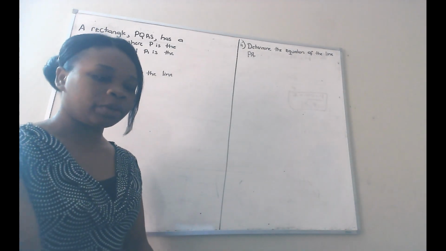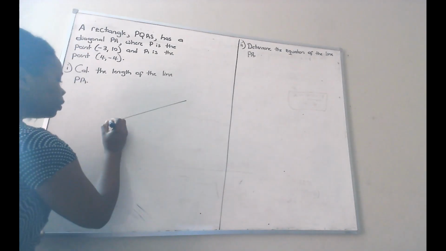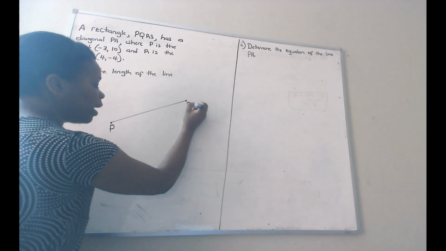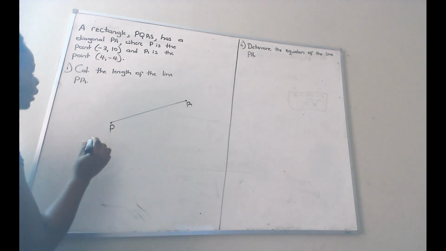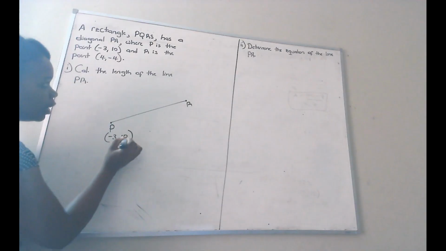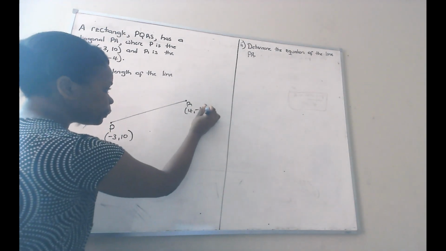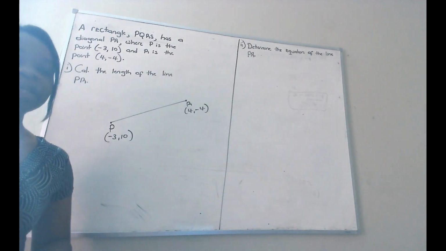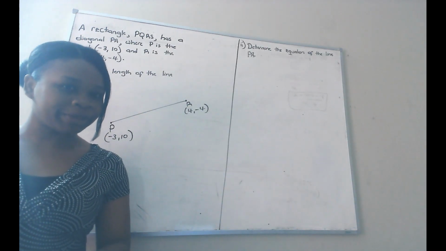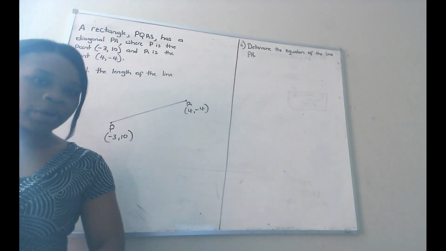So the first thing that we're going to do is, let's say this is our diagonal. At one point I have P and at the other point I have R. The coordinates at P are (-3, 10), and at R, they are (4, -4). So the first thing you want to do is to label the coordinates at each point. At each point, you have an x coordinate and a y coordinate.